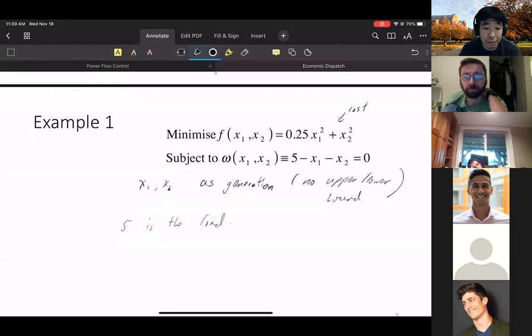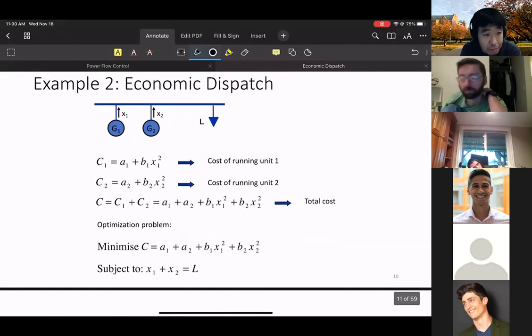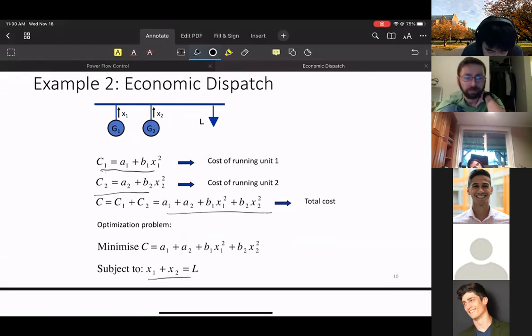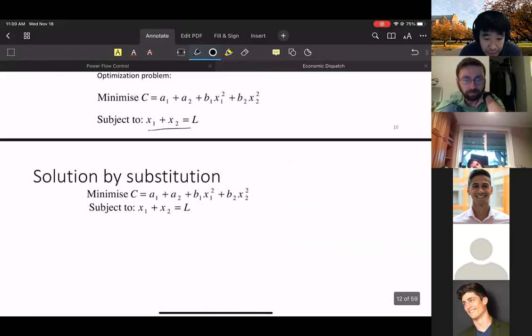So let's look at what happens when we do this. We can do this with more generic variables. We don't need to use numbers. Let's say some cost C1, some cost C2, and minimize this total cost, subject to the variables adding up to a total load L. The first thing we can do is substitution. We can say x2 is L minus x1, just from this equality constraint.